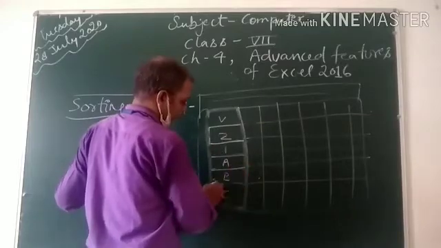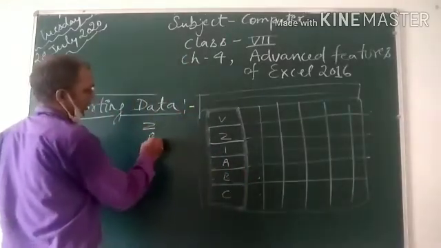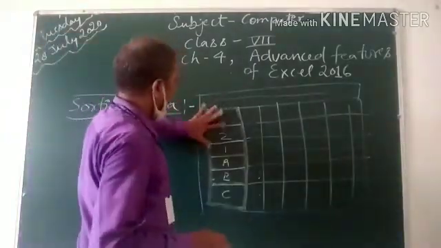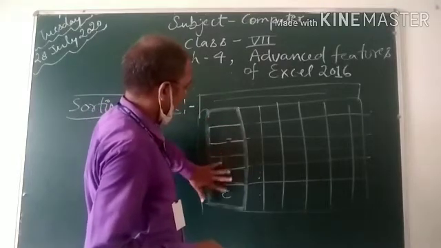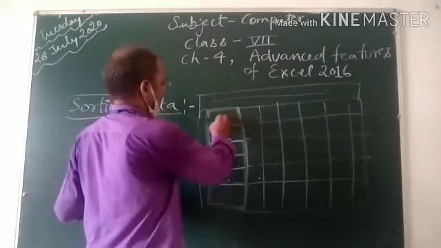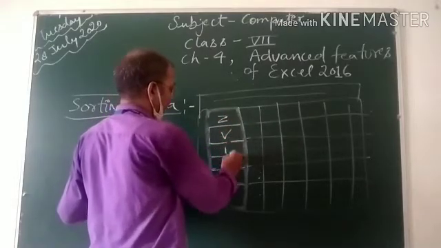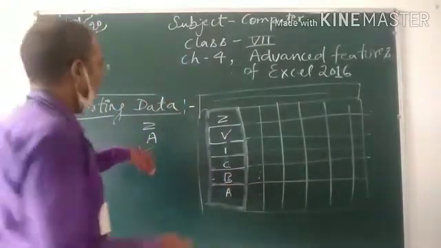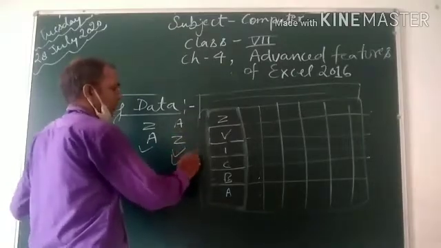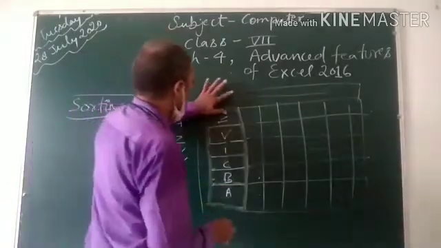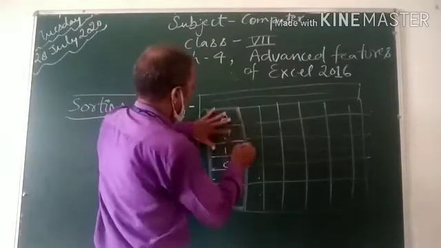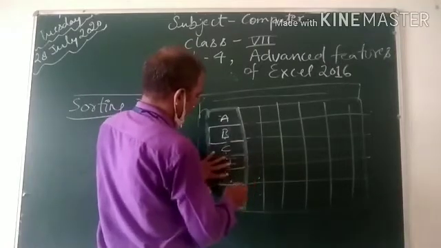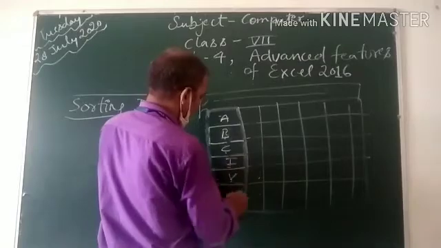Alphabetical words, right here. If you click Z to A, then sorting will be Z to A: Z, V, I, C, B, and A. And if you click A to Z, then it will change. You get A, B, C, I, V, and Z.